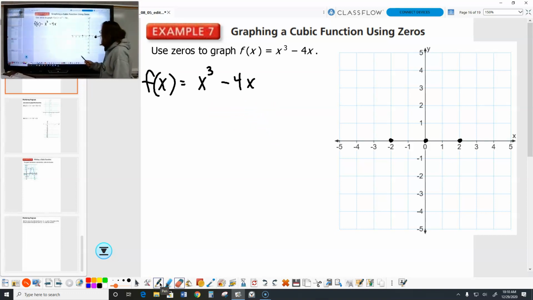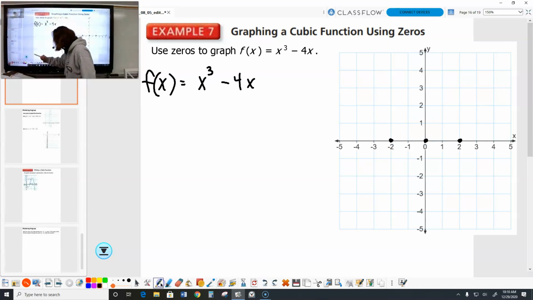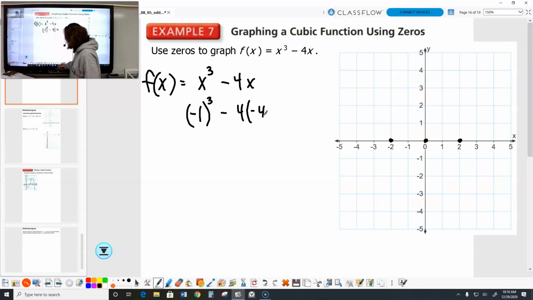So what I want to do is choose a point between the zeros to find another point that's on the graph. Let's choose a point between the 2 and the 0. We'll put that into the function and we'll find the corresponding y value. So negative 1 is between those 2 points, so let's go ahead and plug negative 1 in for x. That's going to give me negative 1 cubed minus 4 times negative 1. We write a negative 1 like this.